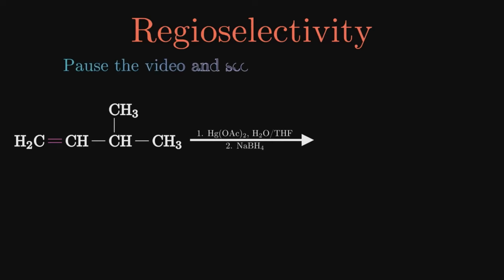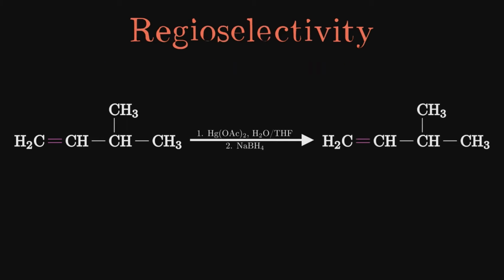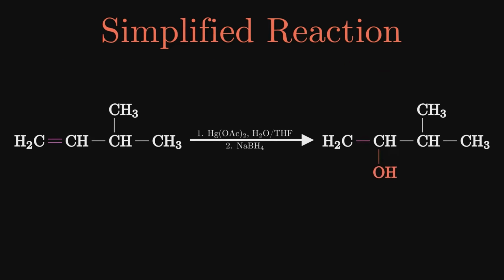Once again, we must consider the regioselectivity of this reaction. Switching back to oxymercuration, what would you predict the product of this reaction is? Without describing the entire mechanism, the water, or more specifically an OH group, ends up on the secondary carbon, while the hydrogen from the sodium borohydride ends up on a primary carbon, and the product is an alcohol.